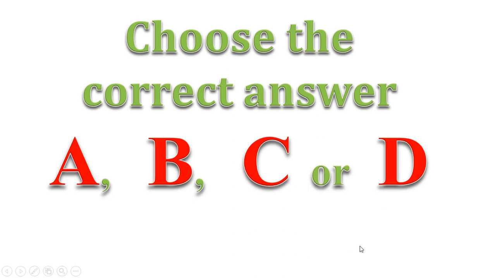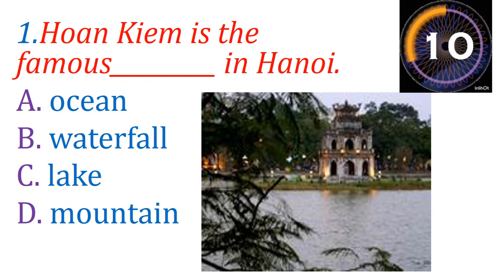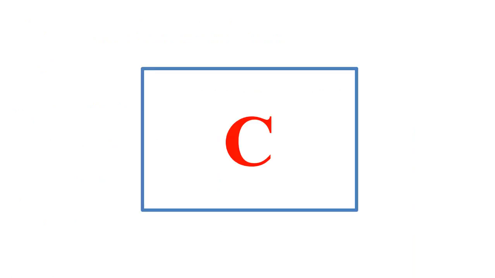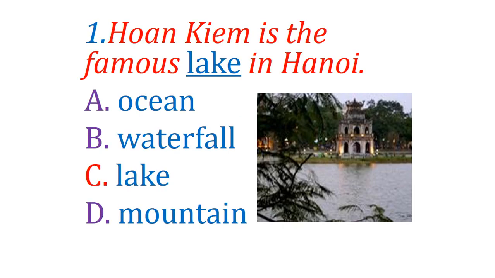Choose the correct answer A, B, C, or D. Number 1. A, B, C, or D? C. Hoàng Kim is the famous place in Hanoi.